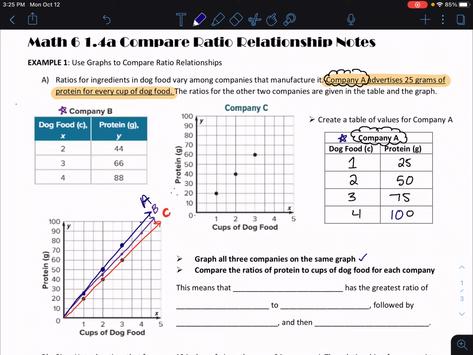So I've checked this off the list. I've graphed everything on the same graph. And now I'm going to compare the ratio of protein to cups of dog food for each company. So when I look at each company, graph A's line goes up the fastest, then graph B's, then graph C's. Now I love and hate this example because it is a great example to put on the graphs, but I dislike it because the graphs are in order. It doesn't show you any kind of variation. So in this particular one, company A has the greatest ratio of protein to cups of dog food.